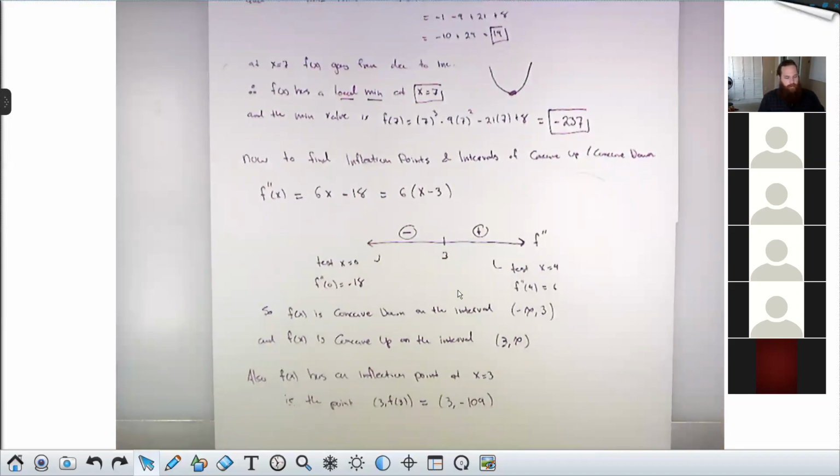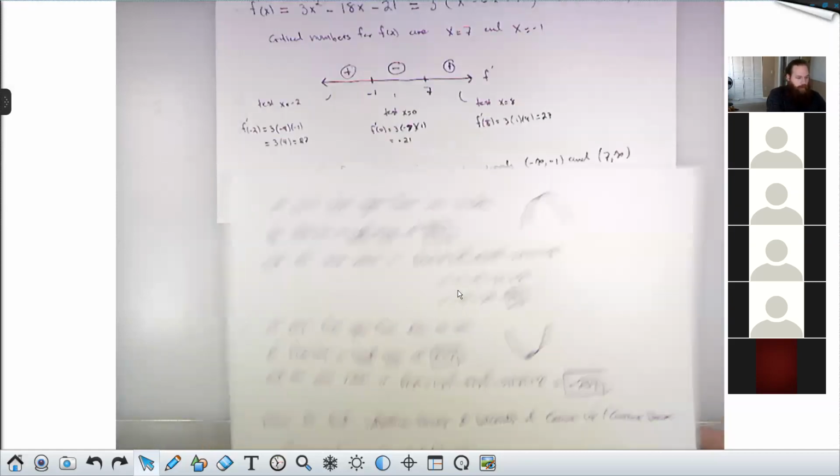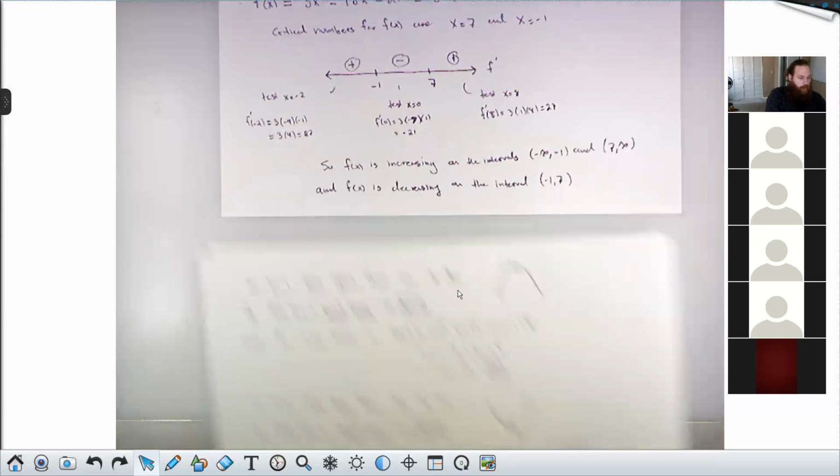And that's it. That's the whole game here. So we found intervals of increase and decrease. We used that to find local mins and maxes. And then we found intervals of concave up, concave down. And we used that to find inflection points. There is quite a lot of work here. I'm not going to pretend like this is short.